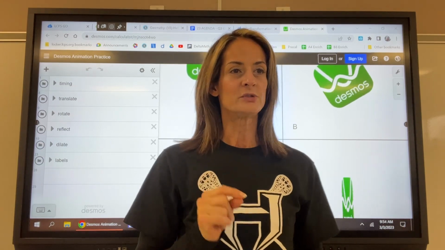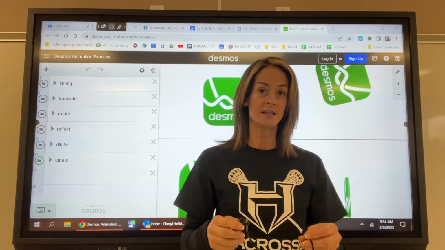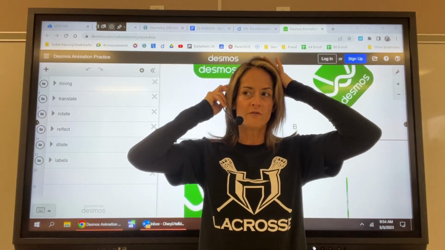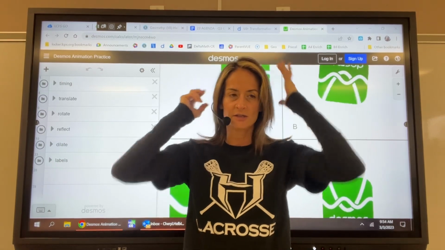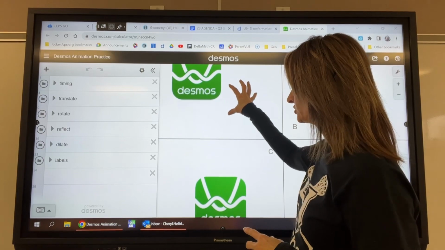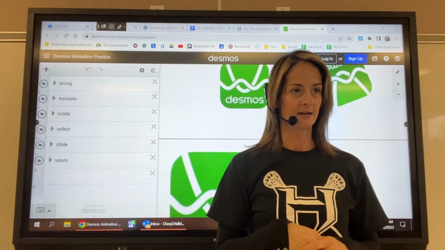Today we are going to start with the basics of transformations, and the very first one is called a translation. Before we start that, we're going to quickly go over the 4 types of transformations, okay? Starting with number 1, A. Notice this figure is just moved left, right, up, down. That is a translation, that's what we're doing today.